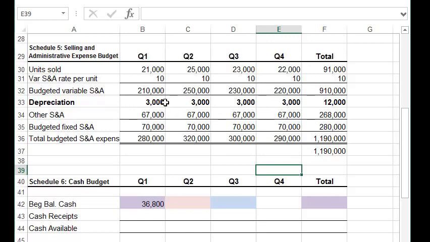$70,000 minus the $3,000 tells us that the non-depreciation fixed selling and admin cost would be $67,000. We're going to want to know this number later on when we go to do our cash budget. Total budgeted selling and admin is just our fixed plus our variable selling and admin for each quarter. And in this case, we can just sum across for all of these rows other than the cost per unit.